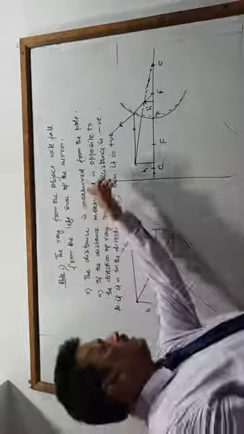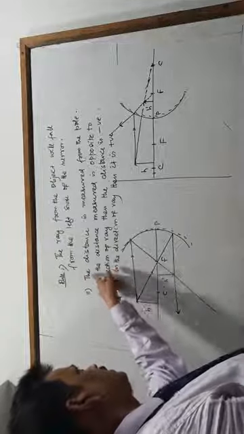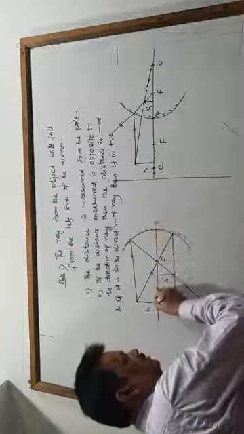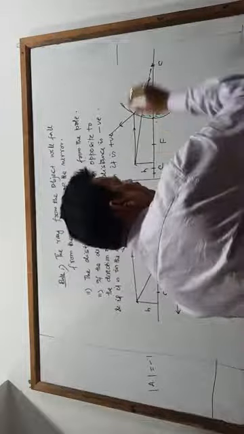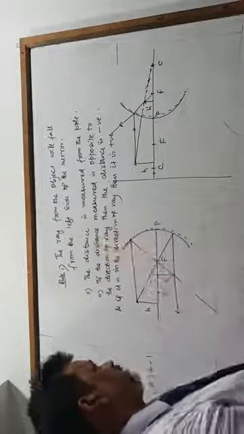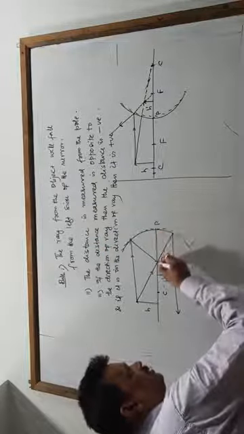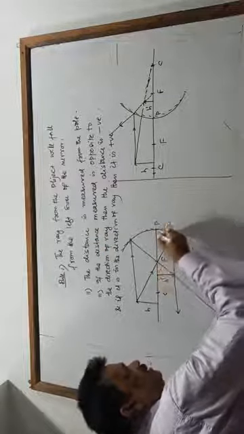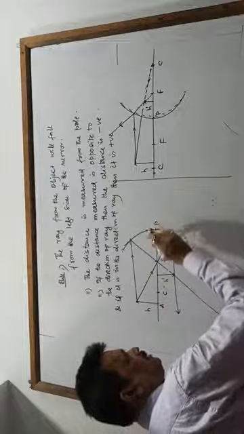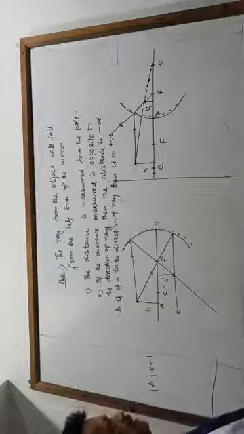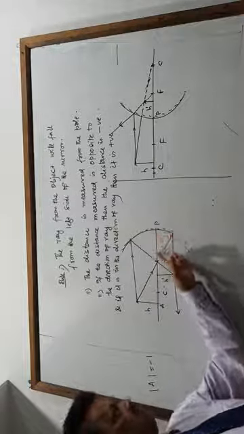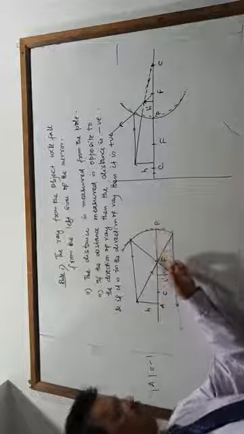The distance is measured from the pole. Means you will start measuring from here. Either this way you have to come or you have to go in this way. If the distance measured is opposite to the direction of ray, because you are measuring from here to here, then here to here. This is your object distance. If I write AP, this is object distance. Then this will be negative because your ray is this way, you are measuring this way. So object distance is negative, image distance is negative.